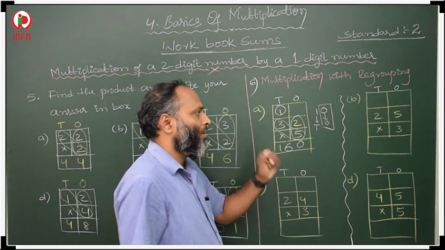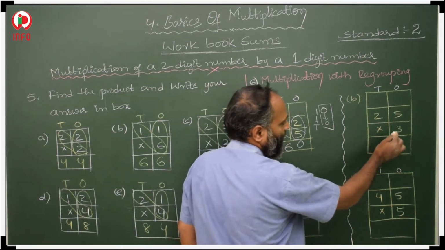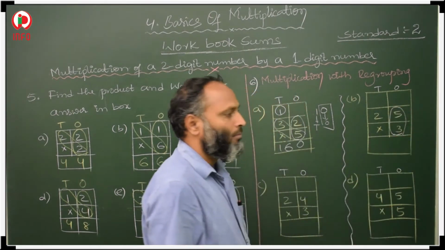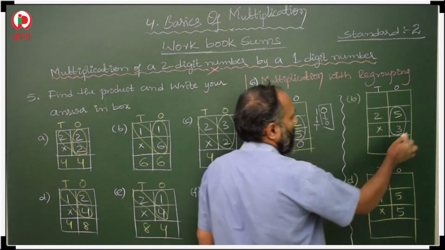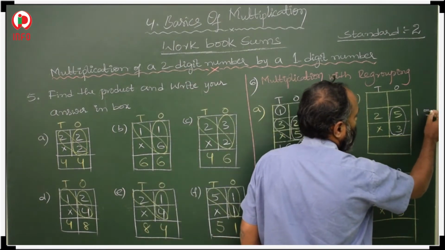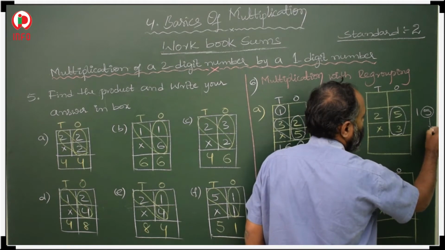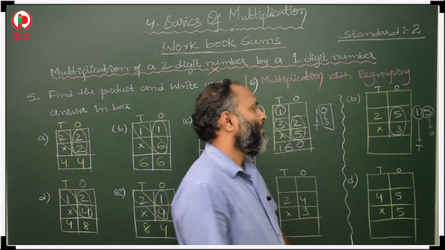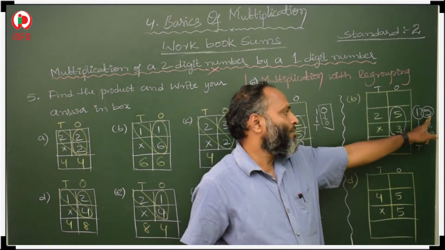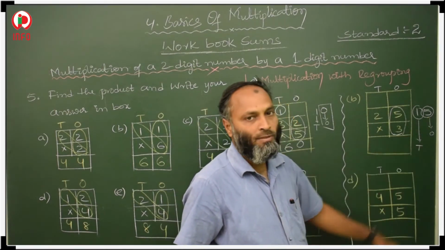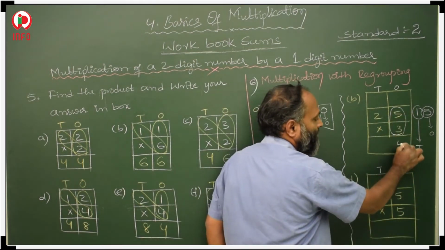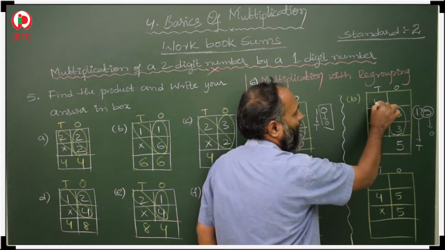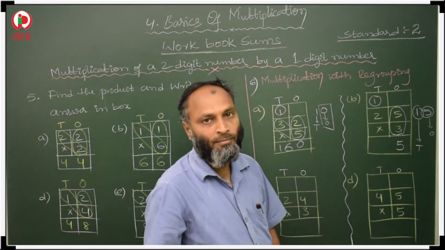Now, the question B. Here, 3 is multiplied. This single digit is multiplied with ones place. 3 5s are 15. So 5 ones and 1 ten. This 5 is in ones place, this 1 ten we have to keep in tens place. 5 is in ones place. The ten is in tens place.